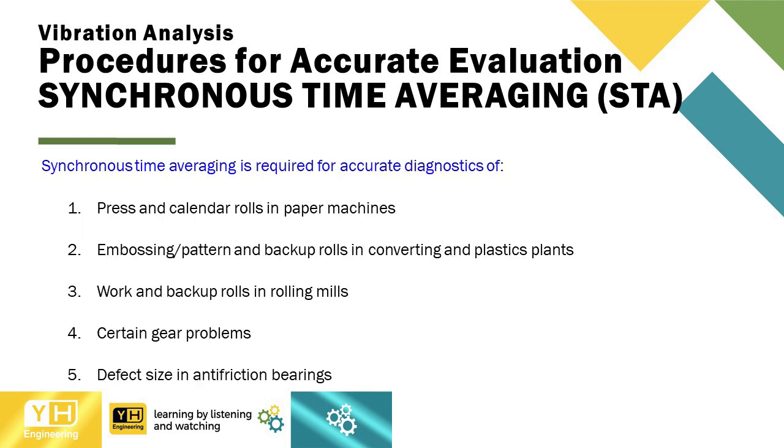Synchronous time averaging is required for accurate diagnostics of: Number 1, press and calendar rolls in paper machines. Number 2, embossing/pattern and backup rolls in converting and plastics plants. Number 3, work and backup rolls in rolling mills. Number 4, certain gear problems. And number 5, defect size in anti-friction bearings.